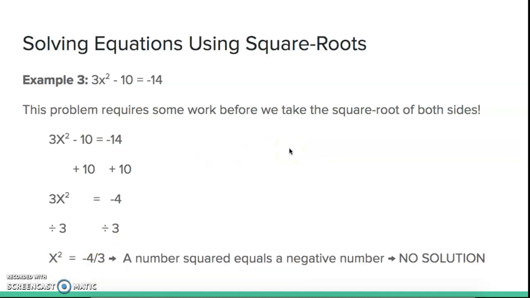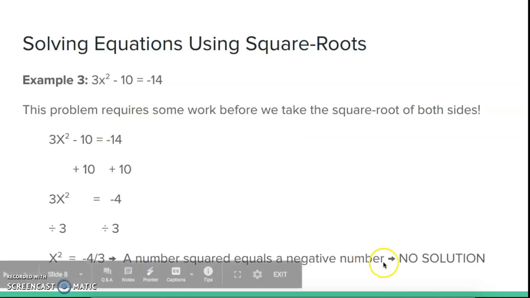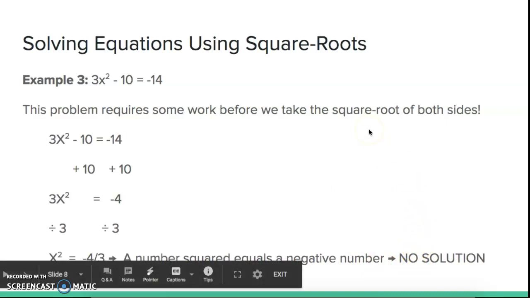And remember from what we talked about in our 3 possibilities that when you have a number squared equal to a negative number, that means that there's no solution. So we would literally be done with this problem.